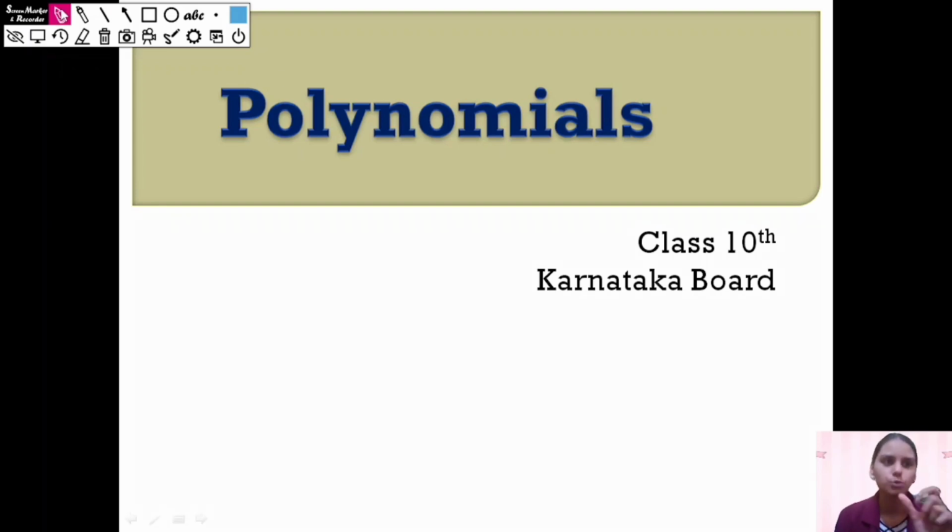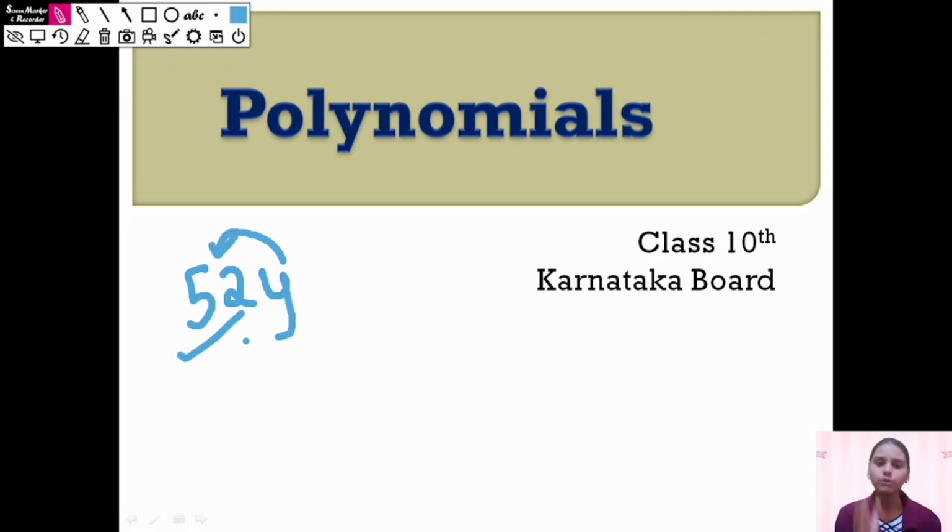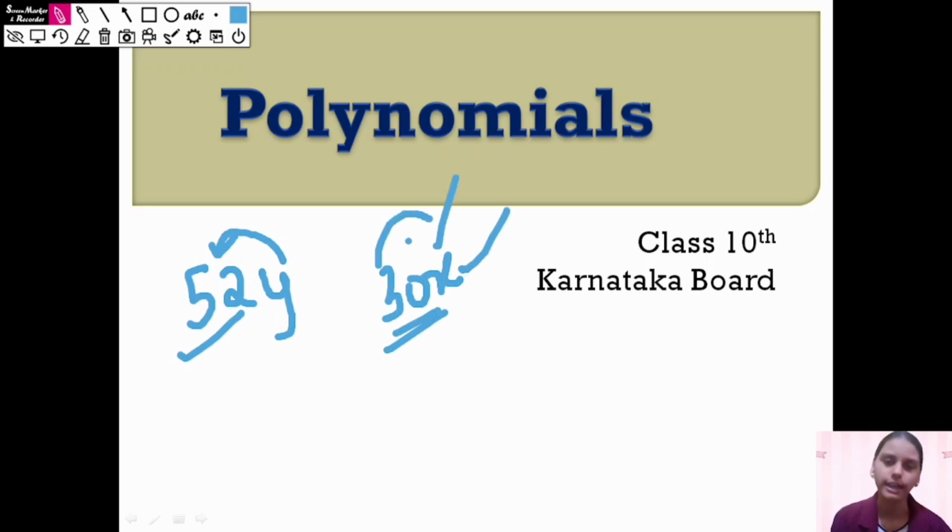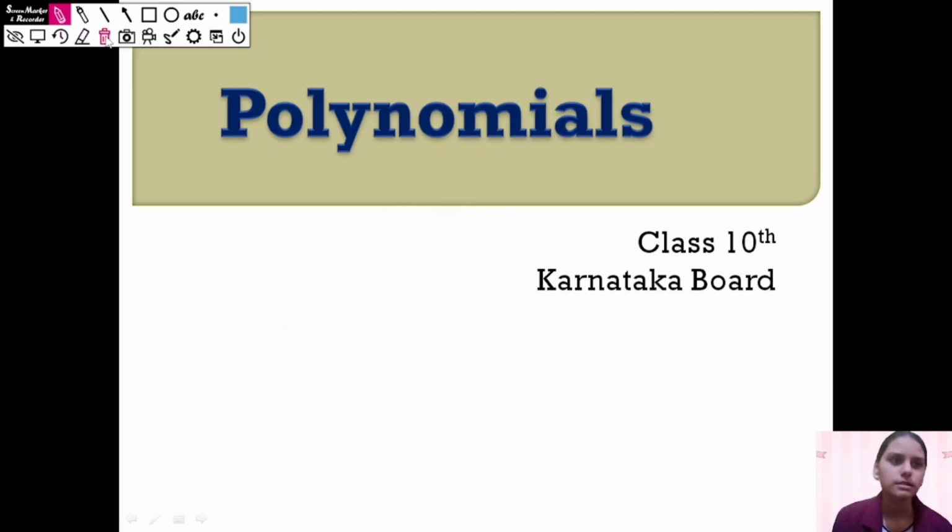Let me just give you a revision about that. If I write 52y, the coefficient of y is 52. If I take 30x, then 30 is my coefficient and x is the variable. So the coefficient of x is 30. This is how you see the coefficients. This is the concept of coefficient.